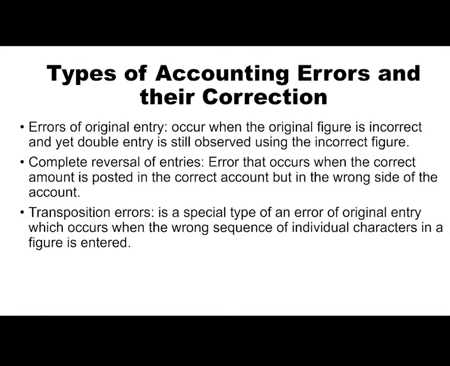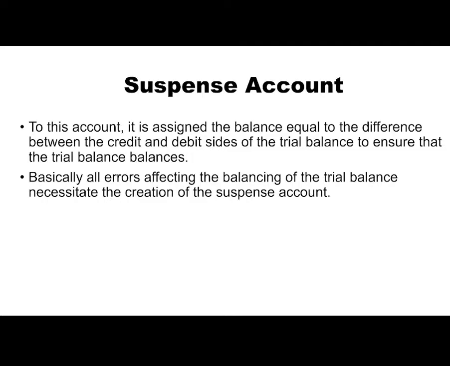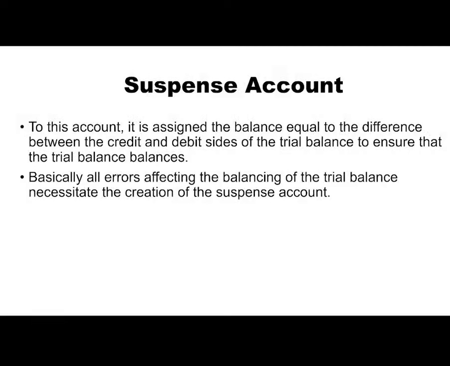So that is all about accounting errors and their correction. So let's look at the suspense account. To this account, it is assigned the balance equal to the difference between the credit and debit side of the trial balance to ensure that the trial balance agrees. Basically, all the errors affecting the balance of the trial balance necessitate the creation of the suspense account. So if you have any error in the trial balance, you have to create this suspense account. So that is all about the suspense account.